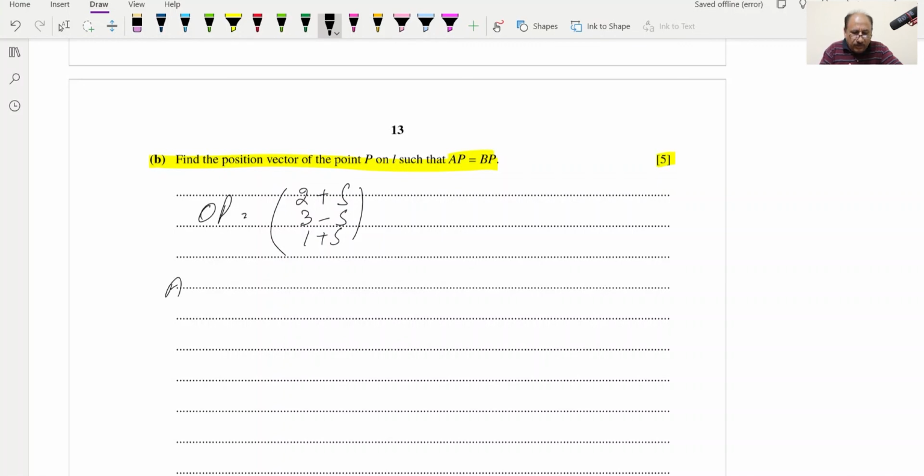Now we can find AP. AP will be equal to what?